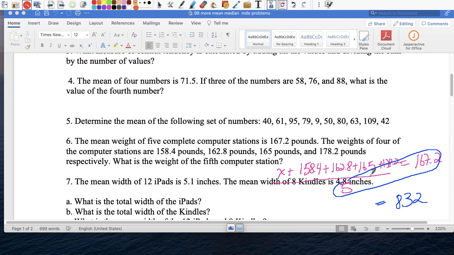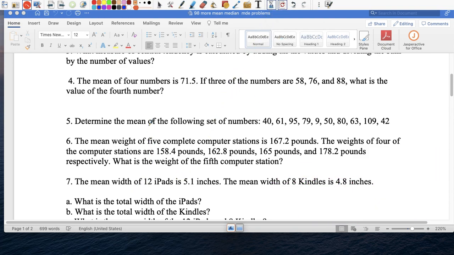Well, let's combine the terms here. 158.4 plus 162.8 plus 165 plus 178.2. Enter. If you add all these 4 numbers, you get x plus 664.4. So what's that missing number? Obviously subtract 664.4 from both sides, and x, our missing weight, is 836 minus 664.4. We get 171.6.